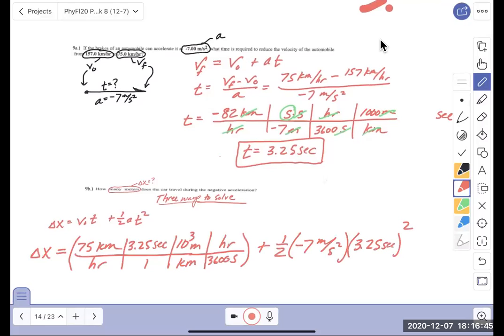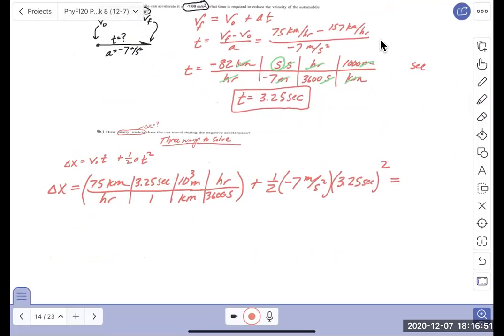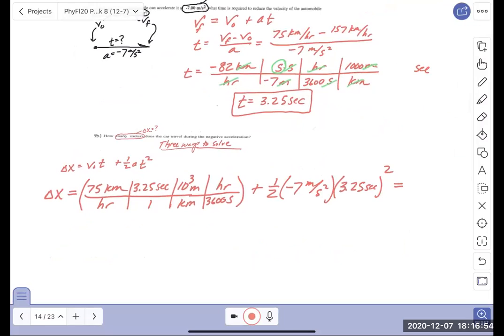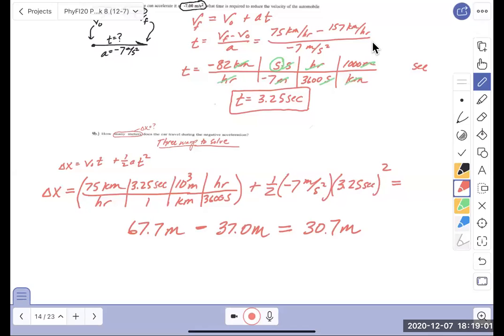So I punch all that in. Let me pause this and get my calculator out just to make sure I'm right here. Okay, so rather than go back and do this again, I got this answer here. I know this answer is wrong.